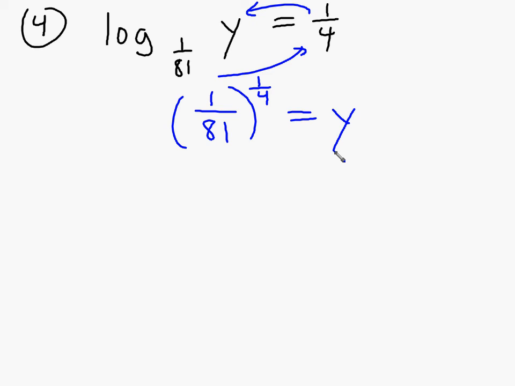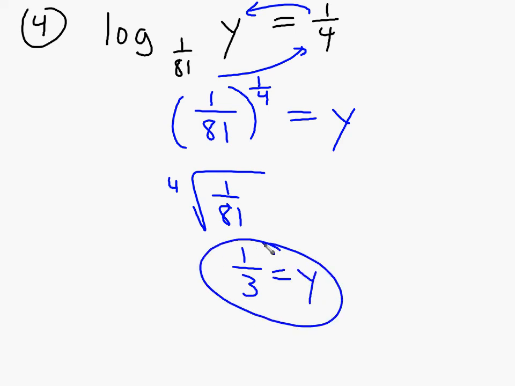Well, if it's the 1/4 power, isn't it the 4th root of 1/81? And if you use your root sheet, I think 81 is a perfect 4th. So, the 4th root of 81 is 3, the 4th root of 1 is 1. My answer is 1/3. You just take the 4th root of that side. And we're going to stop there for today.